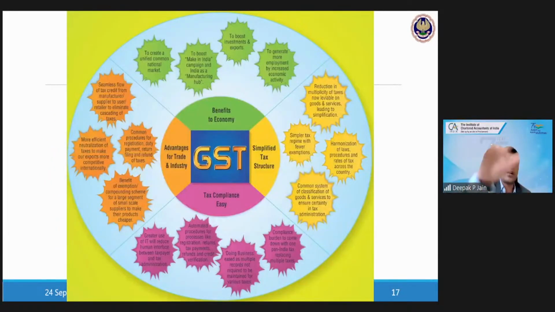Now, this chart is giving you the advantages. This is a very self-explanatory chart. I don't want to just tell theory. You could go through this, and it is only giving you the benefits of the GST.